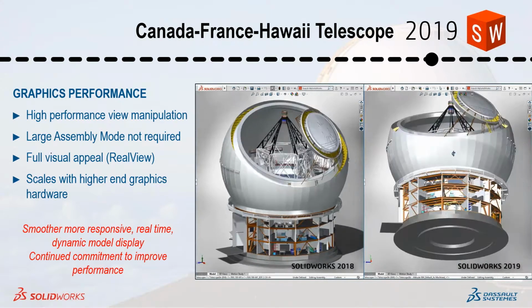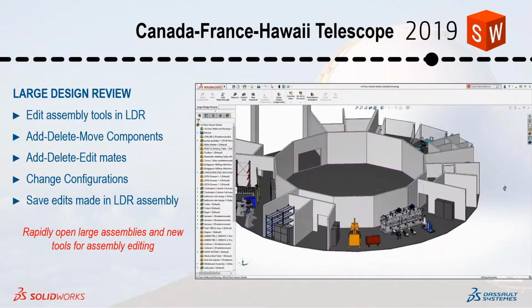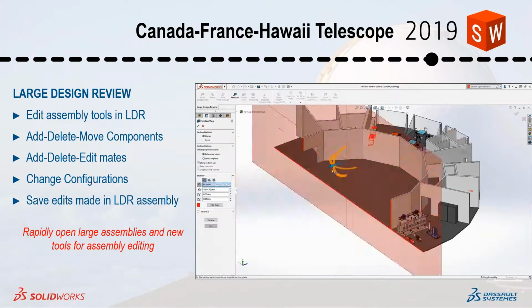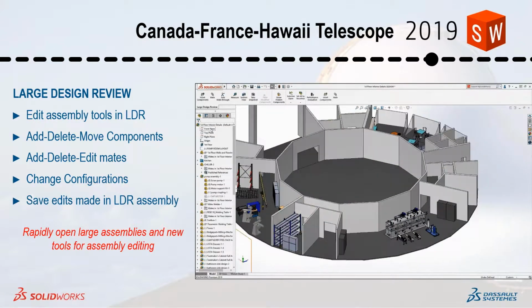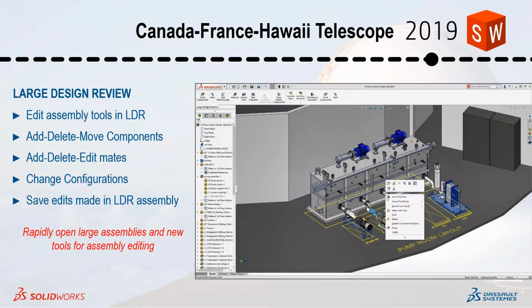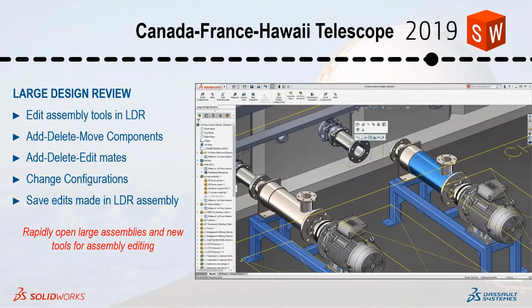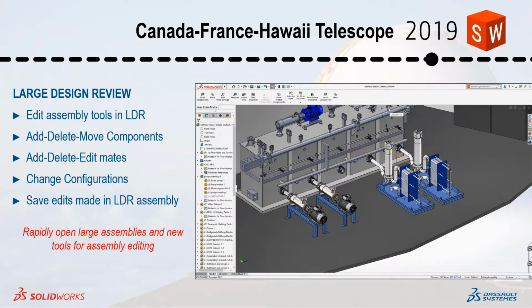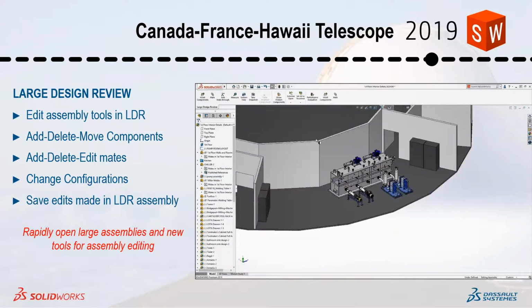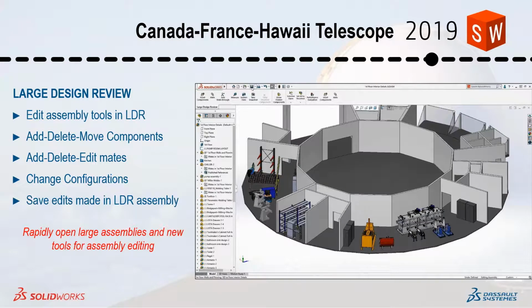Okay. So the next thing is the large design review, which is a capability that has been available in SolidWorks for several years and is still available in SolidWorks 2019. This capability allows us to open very large assemblies lightning fast so that we can quickly interrogate models or conduct any design reviews that we need. But what's the use if we can only see and not be able to do anything? That is why there have been many new tools added for more intuitive assembly editing in the large design review.